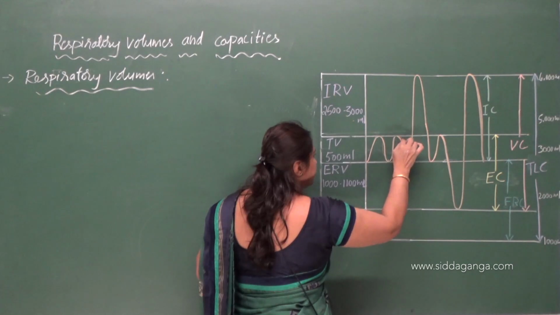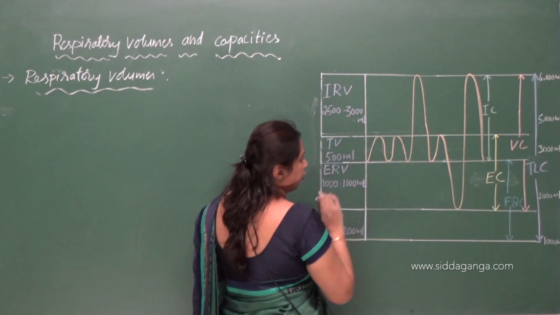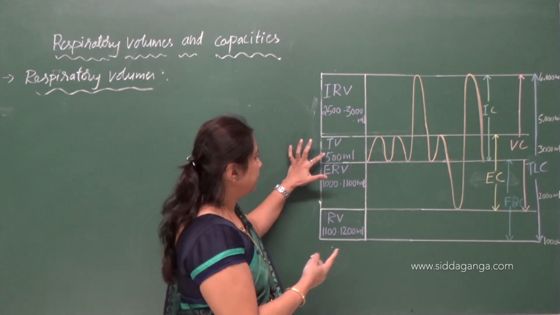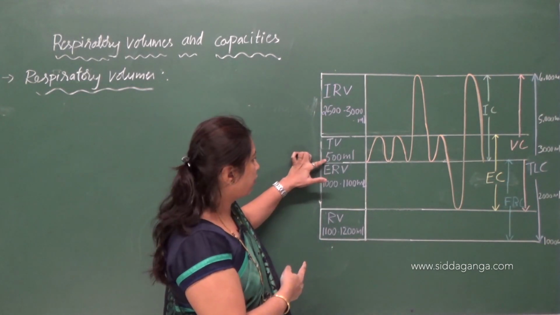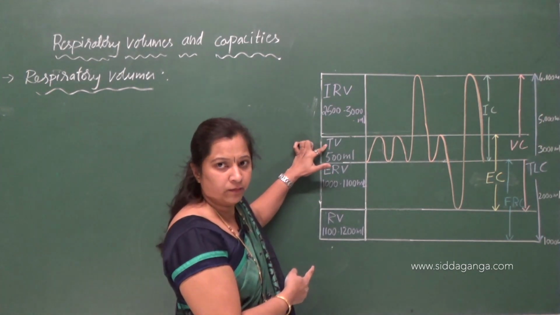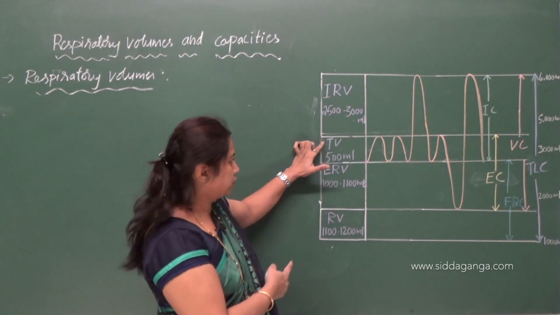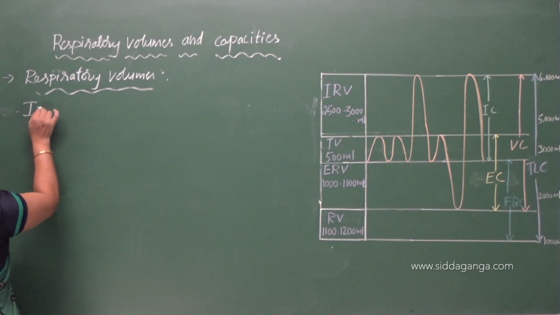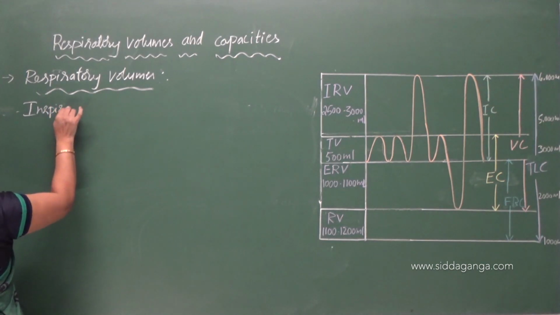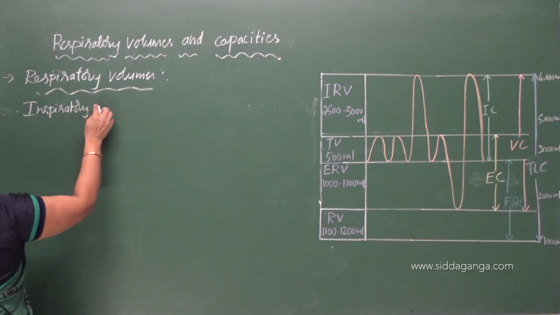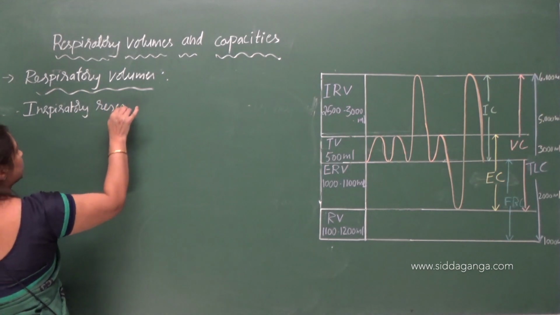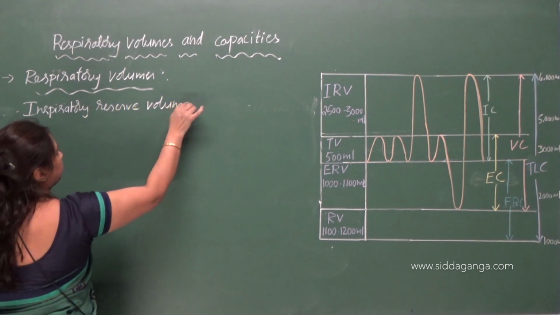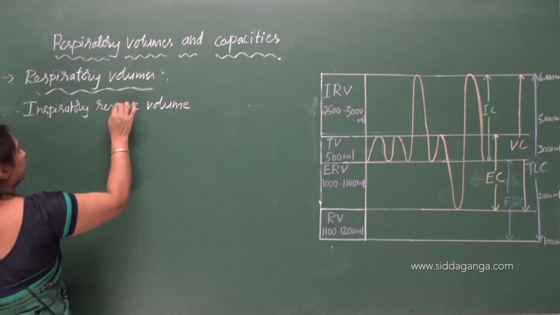Normal inspiration, normal expiration. So during normal breathing, how much volume of air do we inspire and expire? It is 500 ml, and this is the tidal volume. So this is the tidal volume. Understood? Then next is inspiratory reserve volume.